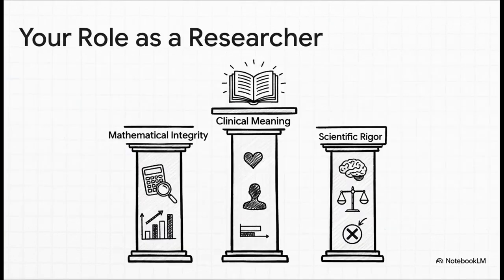But we can't just sit around and wait for the journals to change. The change starts with us, with our next paper. We have a 3-part responsibility. First, mathematical integrity. Get the analysis right and be so transparent that someone else could reproduce it. Second, clinical meaning. Never ever stop at the p-value. Always ask, so what? And answer that question with effect sizes and confidence intervals. And third, scientific rigor. Don't overstate your conclusions, don't confuse association with causation, and use precise language.